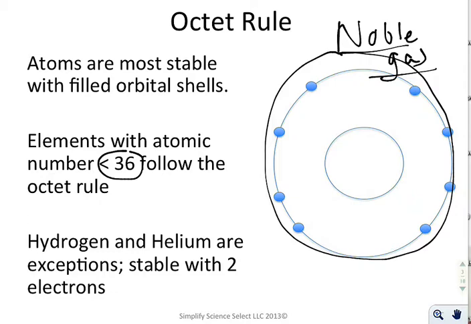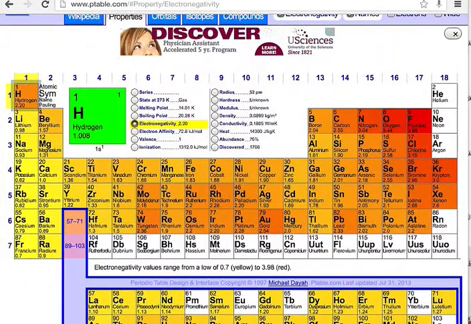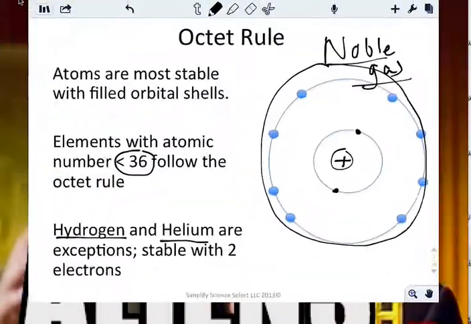Now, there are two major exceptions, and that is hydrogen and helium. They are stable with only 2 electrons, because remember, they just have the s orbital in their inner shell, and that's what they're happy with when it is filled. That's why you tend to see them right here in the top row. As a result of being in the top row, they're satisfied with only 2. That's why there are only 2 in that one orbital.